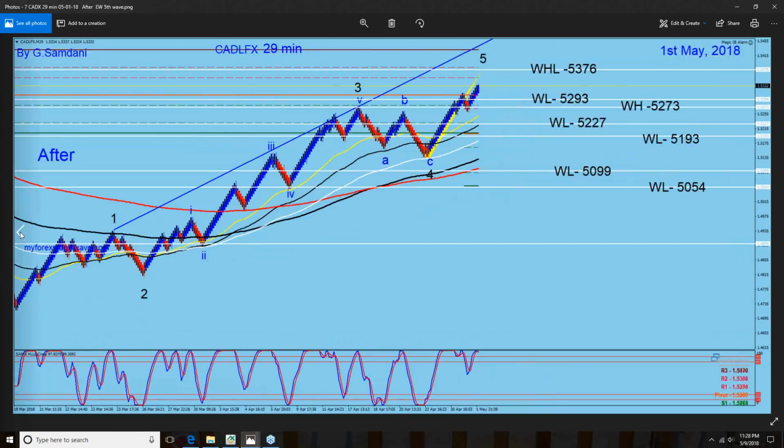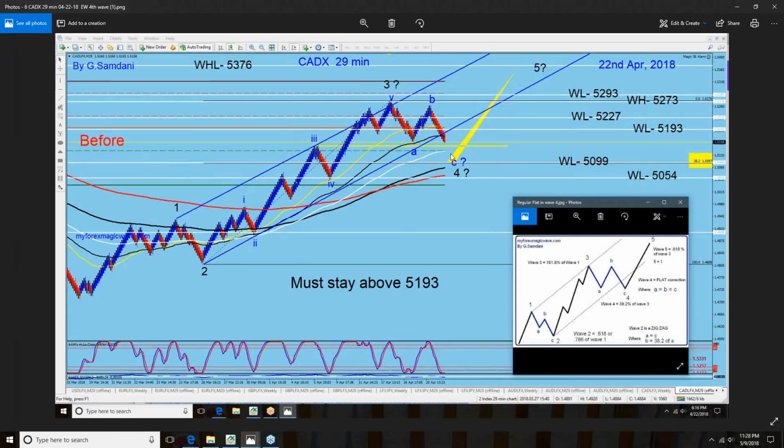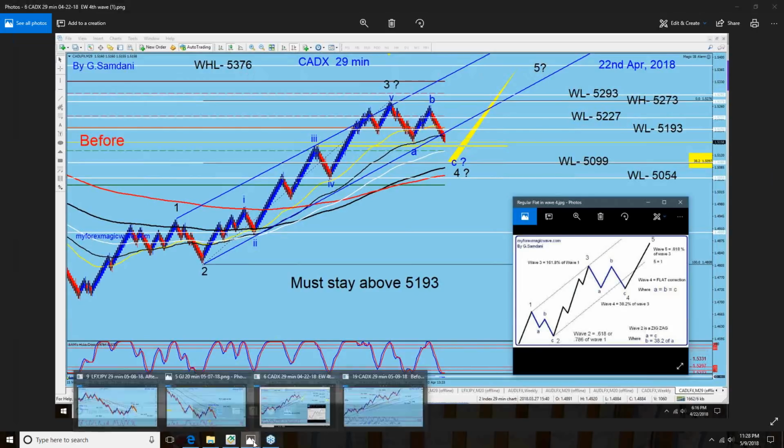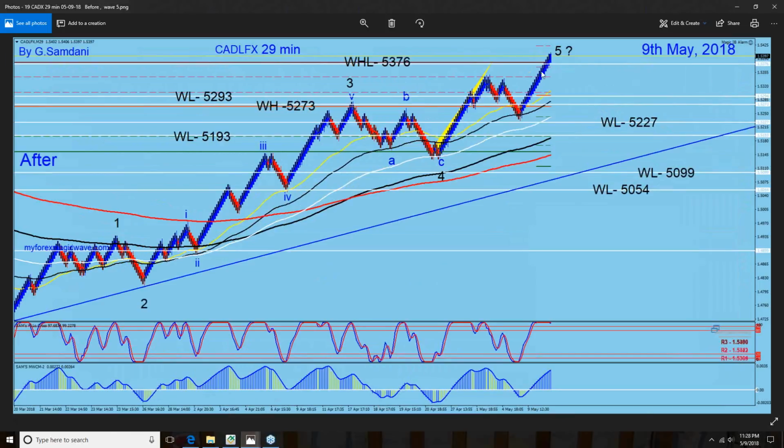And the old chart I made in April is this. So the target was 53.76, this weekly high low for wave 5. We ended up doing here. This is 53.76 for wave 5. We went up, down, and then finally today.